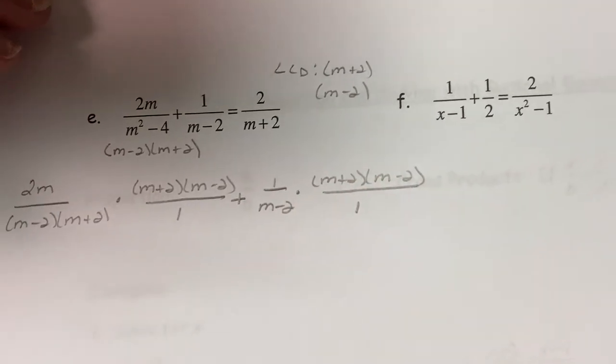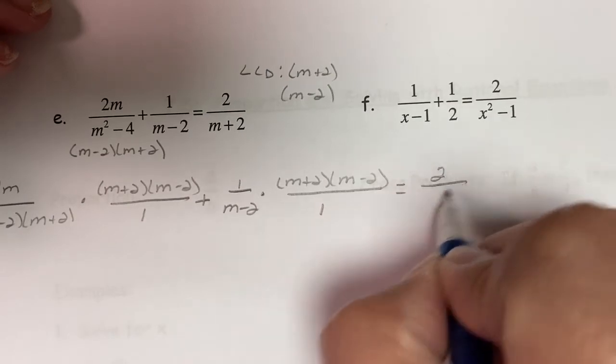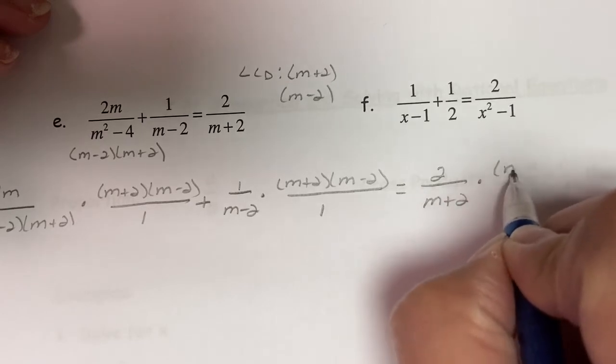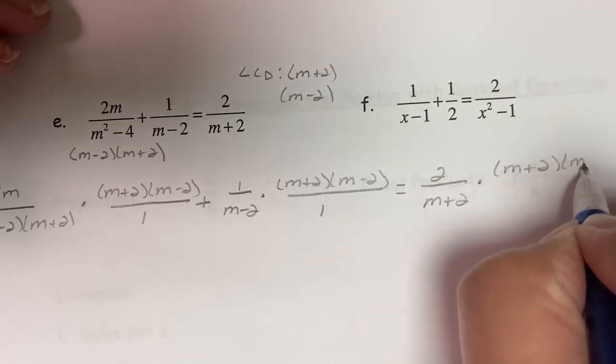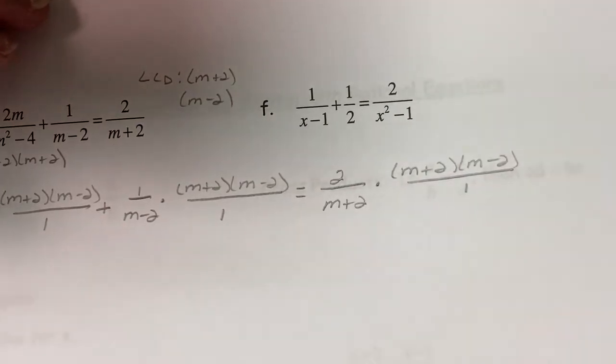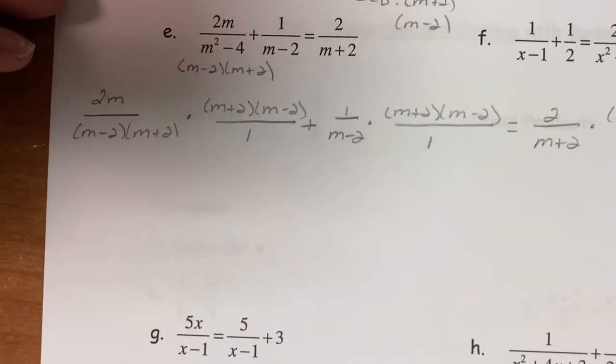I can see I'm going into the next problem, but that's okay, is equal to 2 over m plus 2, and we're going to multiply that by m plus 2 times m minus 2 over 1. Wow, that took the whole page. All right, so let's see what happens now.